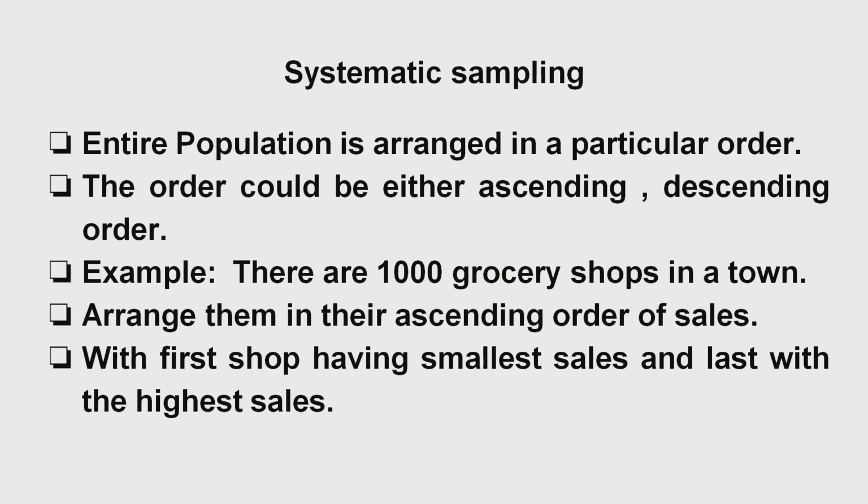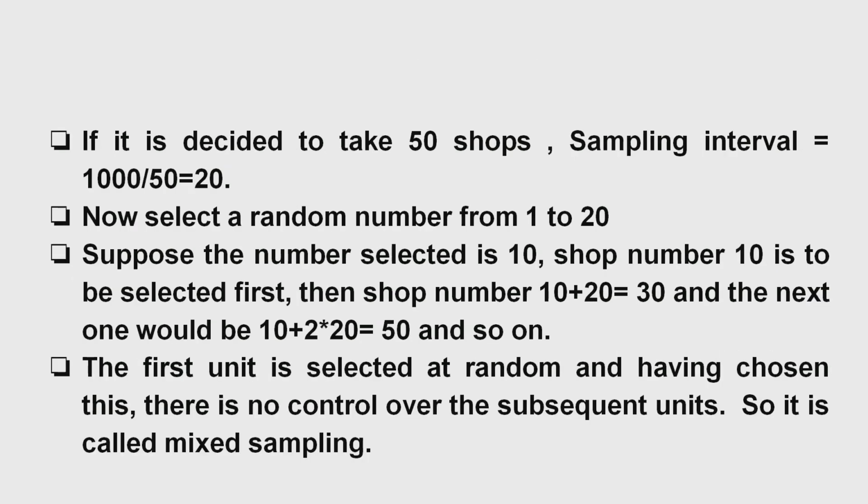For example, there are 1000 grocery shops in a town. Arrange them in their ascending order of sale. So there will be a criterion on which basis you will be arranging the population. Then with the first shop having the smallest sales and the last with the highest sales, this will be the order. Then if you have decided to take only 50 shops, the sampling interval will be the total number of shops in the area, 1000, divided by the 50 you have decided to take, so you will be getting 20.